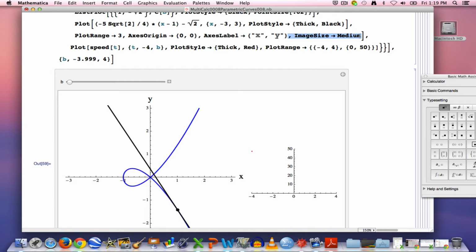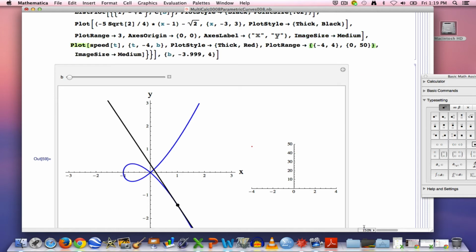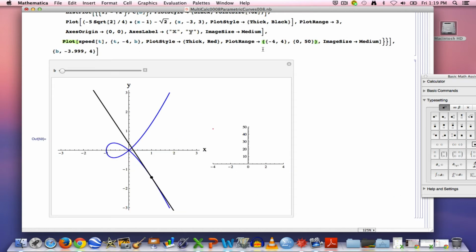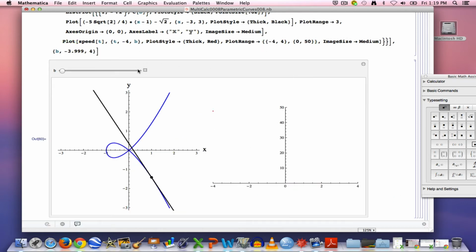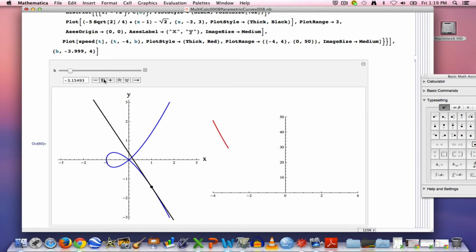Though I am going to need to make my zoom smaller here, I think. I'm going to go down to 125%. Enter this. Here we go. On the right there, there's the speed as a function of time. Kind of looks like a parabola. I don't think it is.